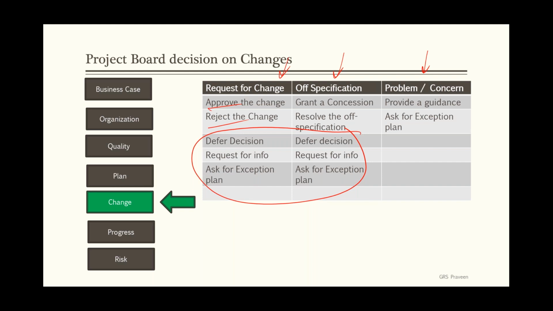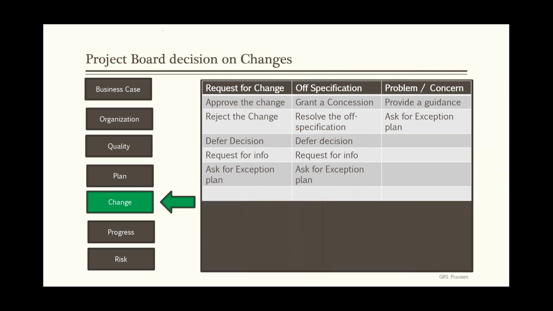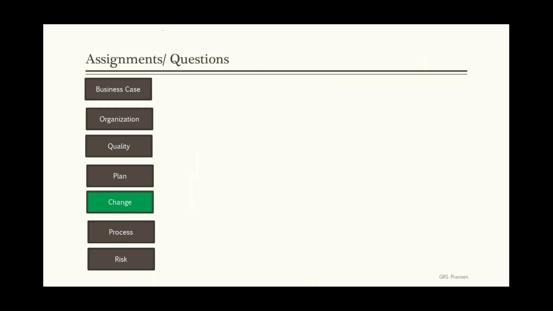So when there is a problem or concern, what it actually seeks is guidance. So a problem or concern may also have an exception plan. So these are the decisions, project board decisions on changes, or change authority decisions on changes. Okay, so this is what I've got with regards to the change theme. So any questions from anyone?